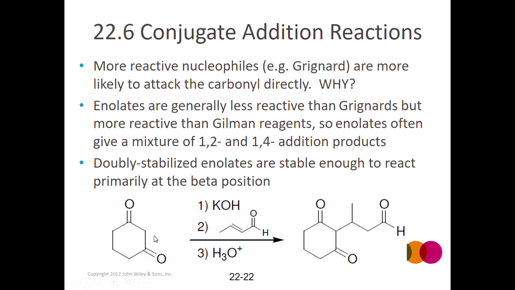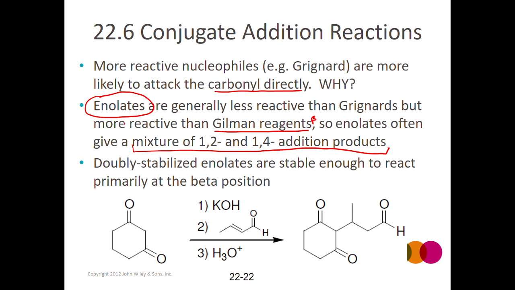So as we're saying, Grignard is too strong. It's more likely to attack the carbonyl directly. The Gilman reagent is much weaker. It's more likely to attack the beta carbon. What about enolates? Enolates are kind of in between. They're not as strong as a Grignard, but they're stronger than the Gilman. So they often give a mixture of products, which is not really desired.